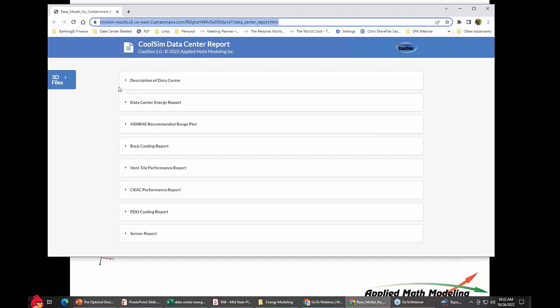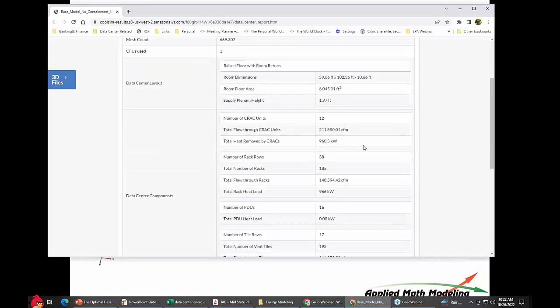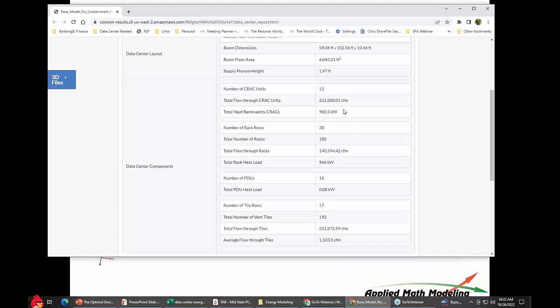We break this down into several sections. Now in this base data center, you see under data center description, it is a 6,000 square foot area, and we have a total flow through the CRAC units of 211,880. Now the racks want 140,594. Those were set up using average watts per rack, with a delta T of 30 degrees Fahrenheit and a mass flow rate of about 125 per kW. That's all part of CoolSim. You just put in the kW and it'll calculate it for you.